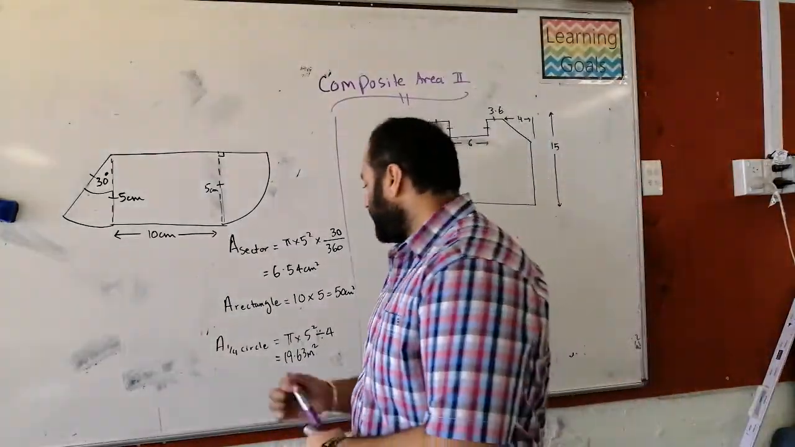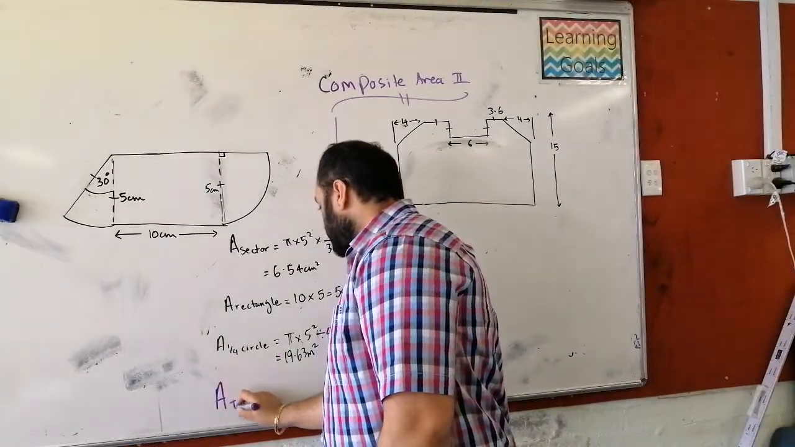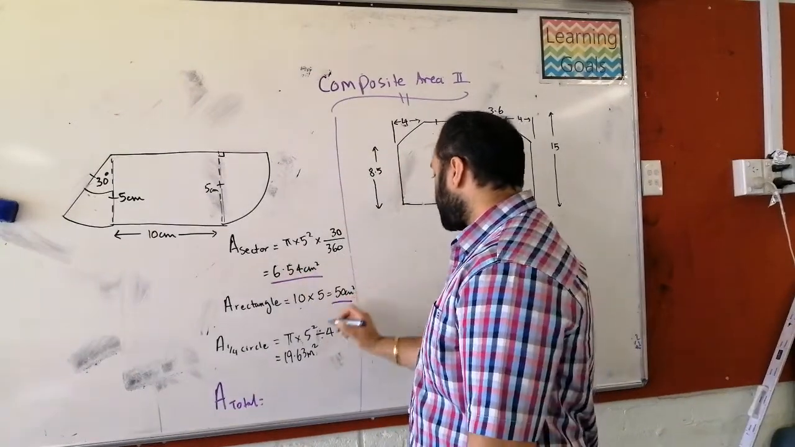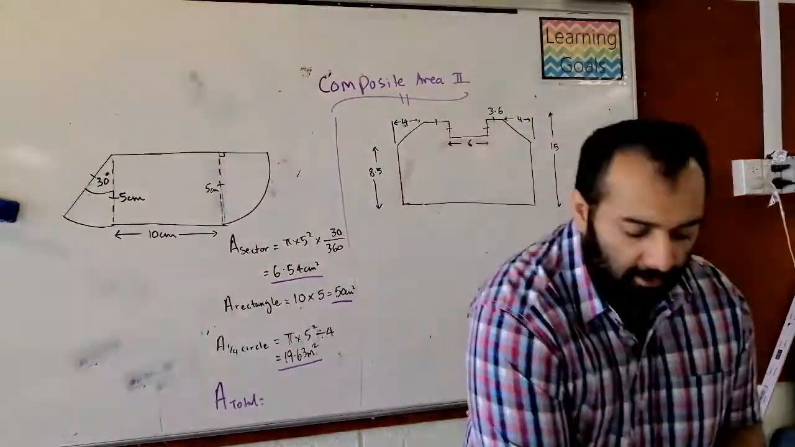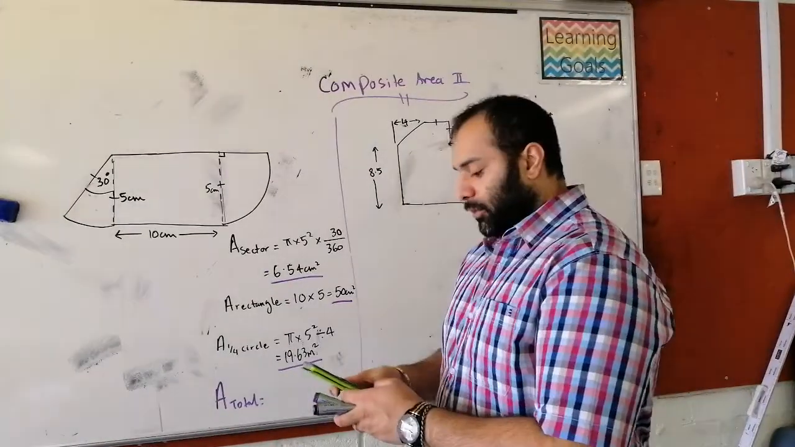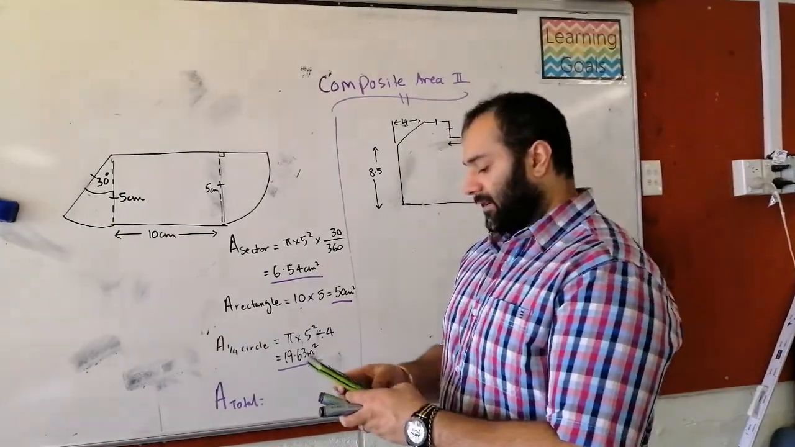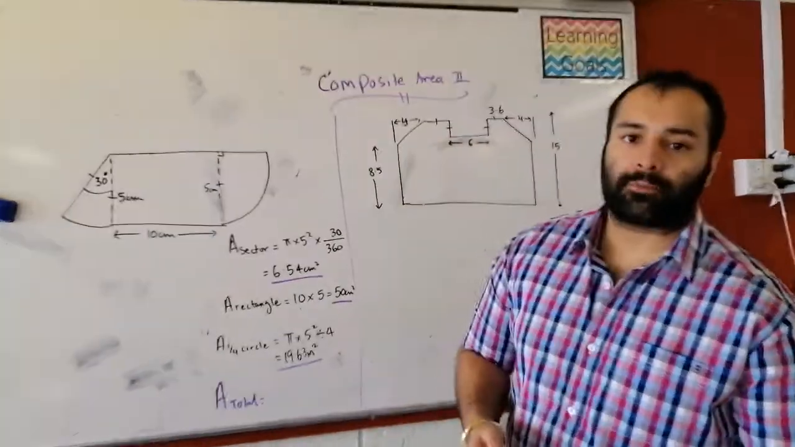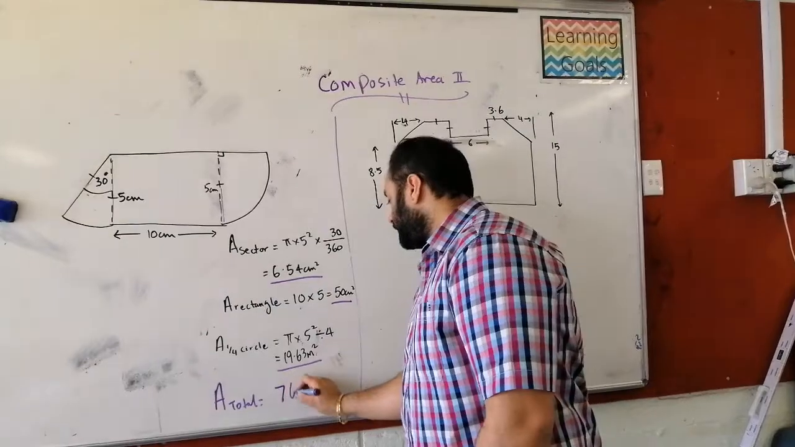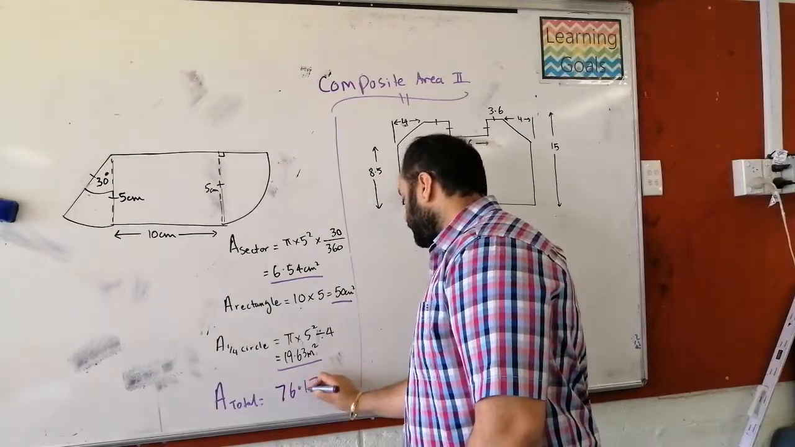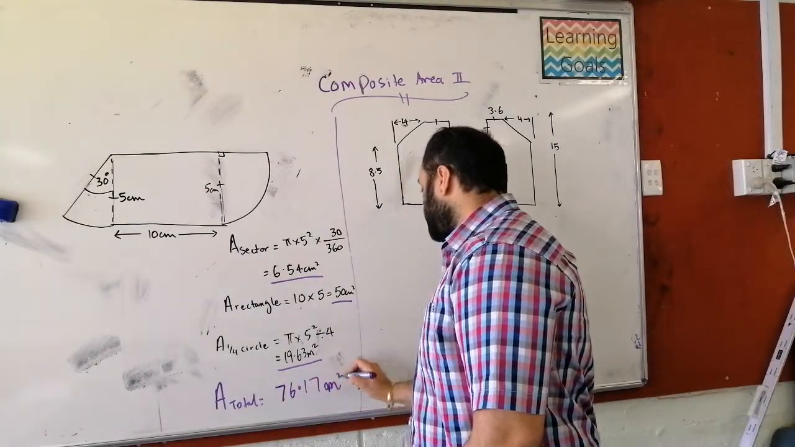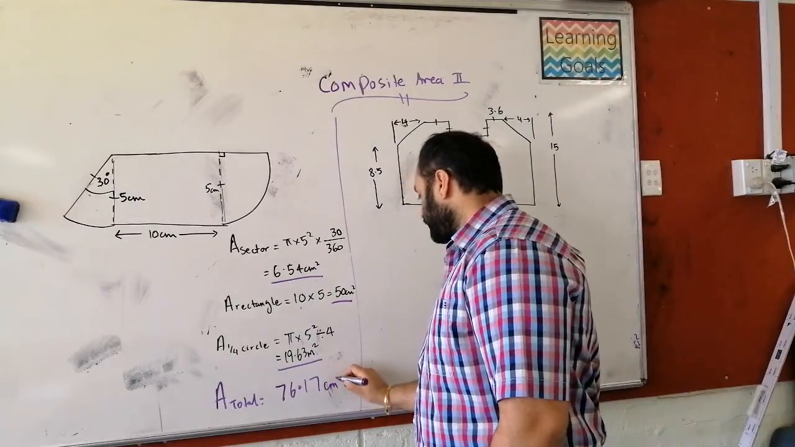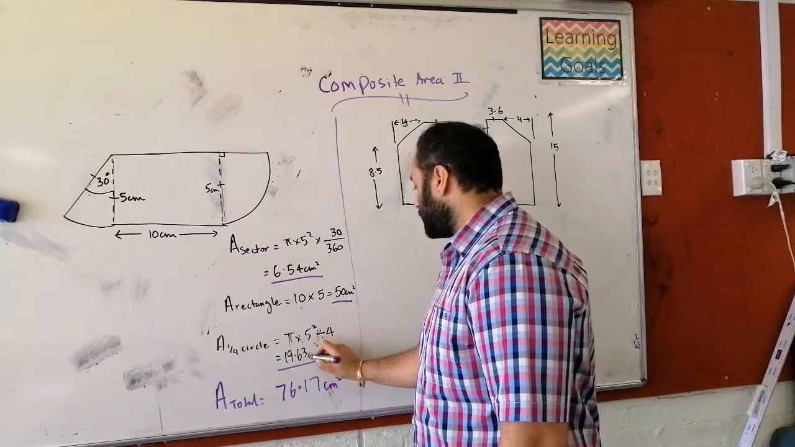Now, total area. Add them all together. You add that plus that plus that. So I'll take my calculator out. 6.54 plus 50 plus 19.63 is 76.17 centimeters squared. And my bad, it should be centimeters squared here as well.